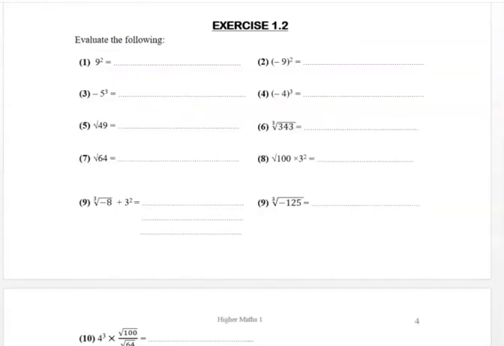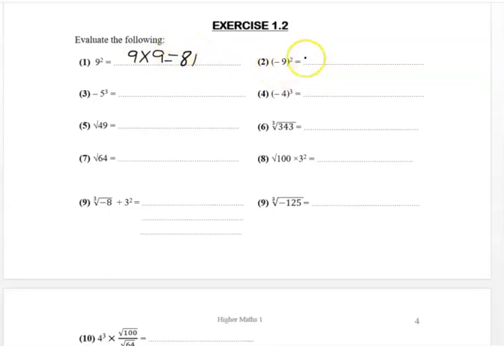Exercise 1.2. Now here we're working out the square, square root, cube, and cube root of various numbers. Now 9 squared means what? 9 times 9. So 9 times itself, which is going to give me 81. So 81 is a square number.